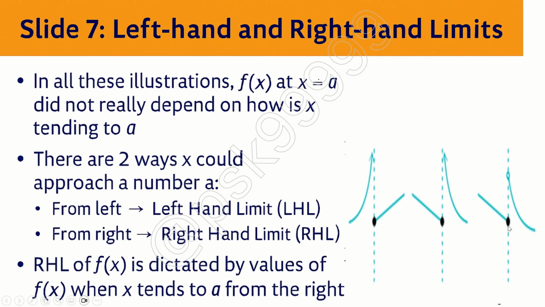And here, LHL is coming to one point, RHL is not defined exactly at that point, but even if you extend it, it is pointing to a different value. It is going to a different value, right? It is not merging with the same point here. So the limit is not defined in all these three cases.